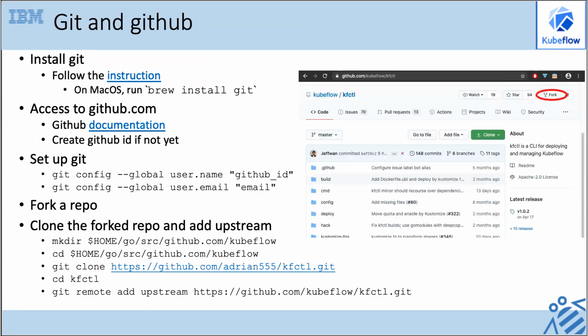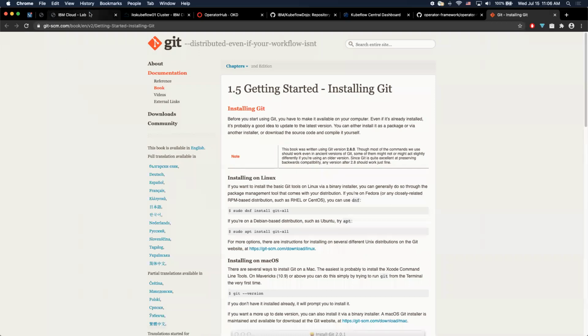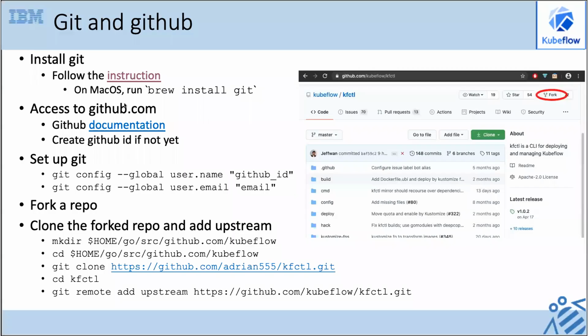So Git and GitHub. I'm not going into all the details, but as I said, Morgan already introduced that. You can install Git, and there's an instruction already in the GitHub docs. You can just use that. On Mac OS, it's very simple: just one command, brew install git. And then you need to have access to github.com.